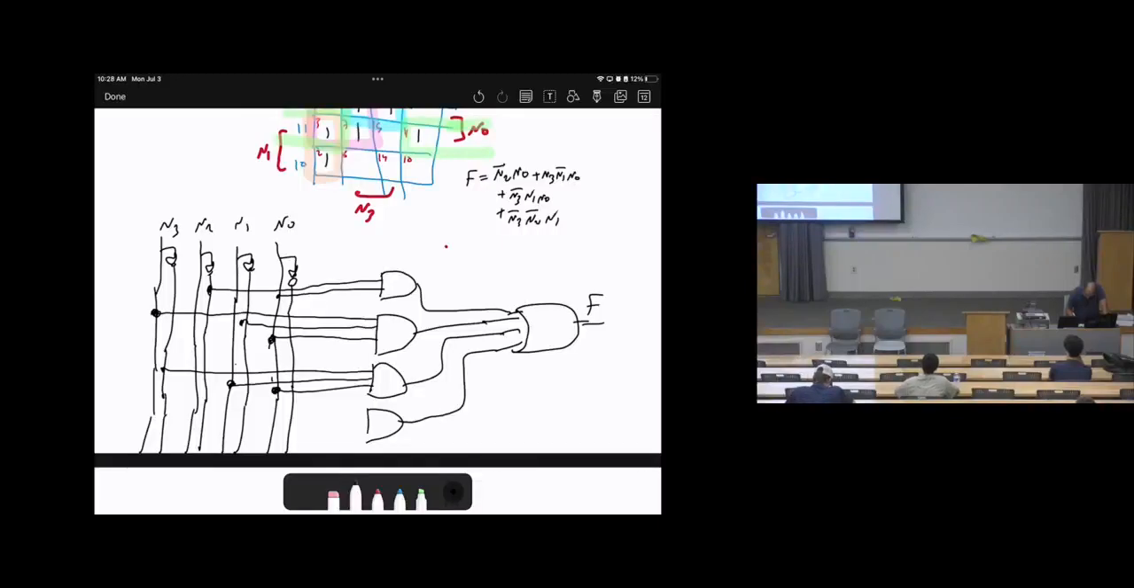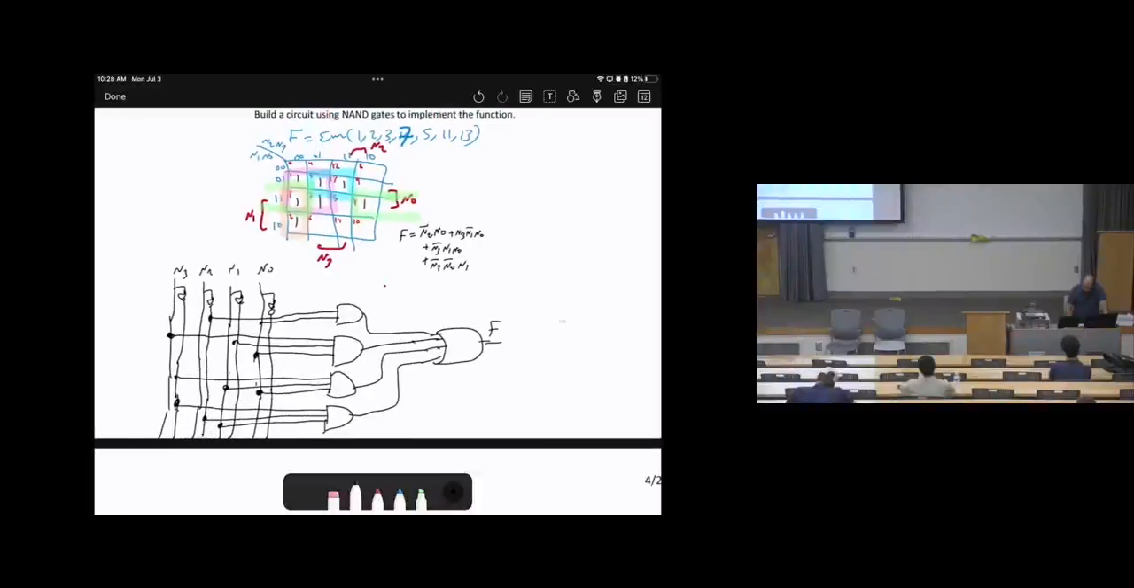The last one, the fourth one, will be with N3 bar. Here is N3 bar, N2 bar. Here is N2 bar, N1. Here is N1. Then this is the function. This is not the end.